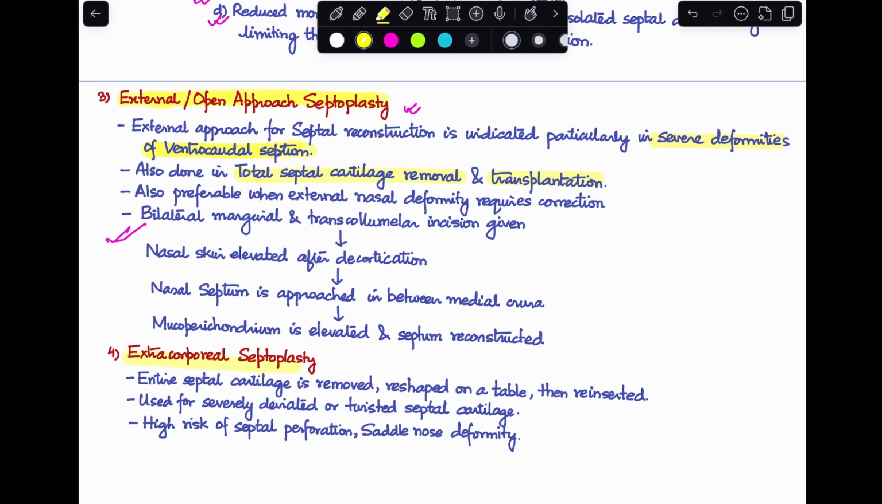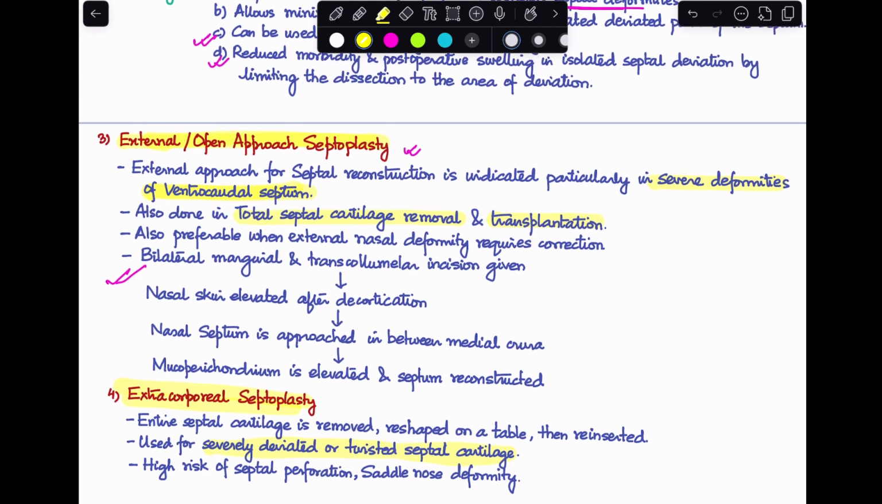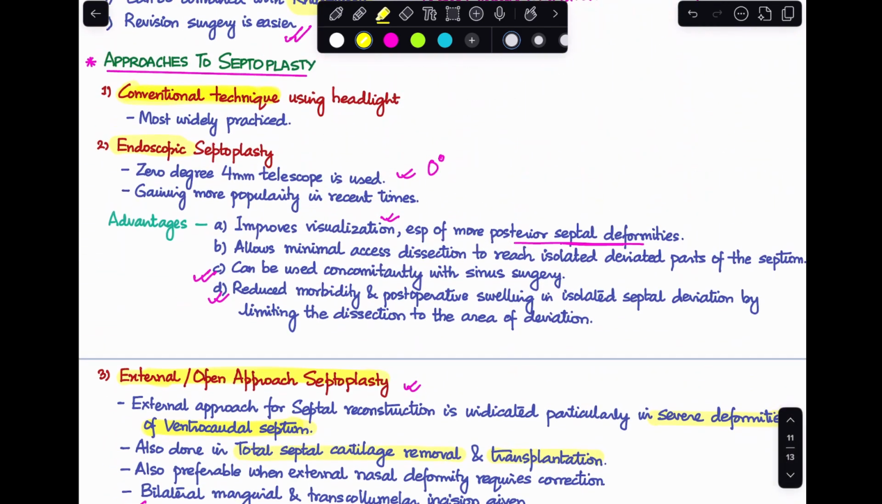Lastly, we have the extracorporeal septoplasty. Here, what we do is we remove the entire septal cartilage, we reshape it back on the table, and then we reinsert it again. That is why this is known as extracorporeal septoplasty, because we are taking it out. This is primarily used for severely deviated or twisted septal cartilage, and this actually has a very high risk of developing a septal perforation and saddle nose deformity. So these are the different approaches to septoplasty.